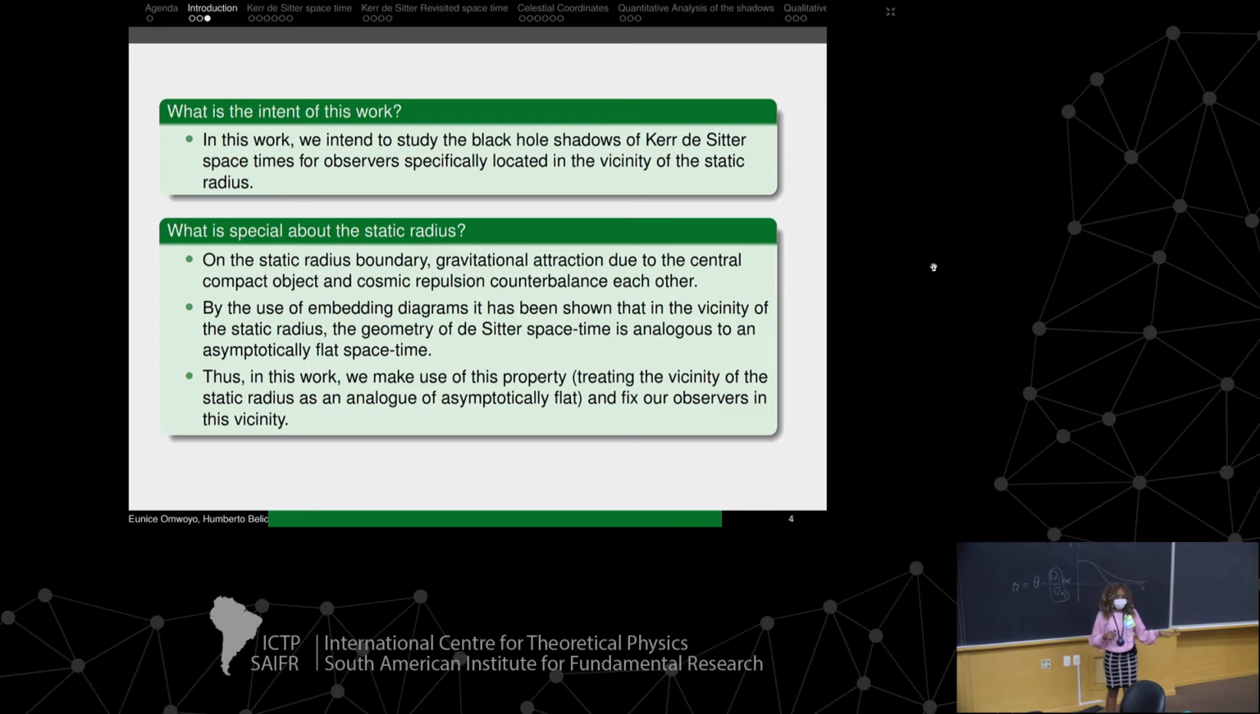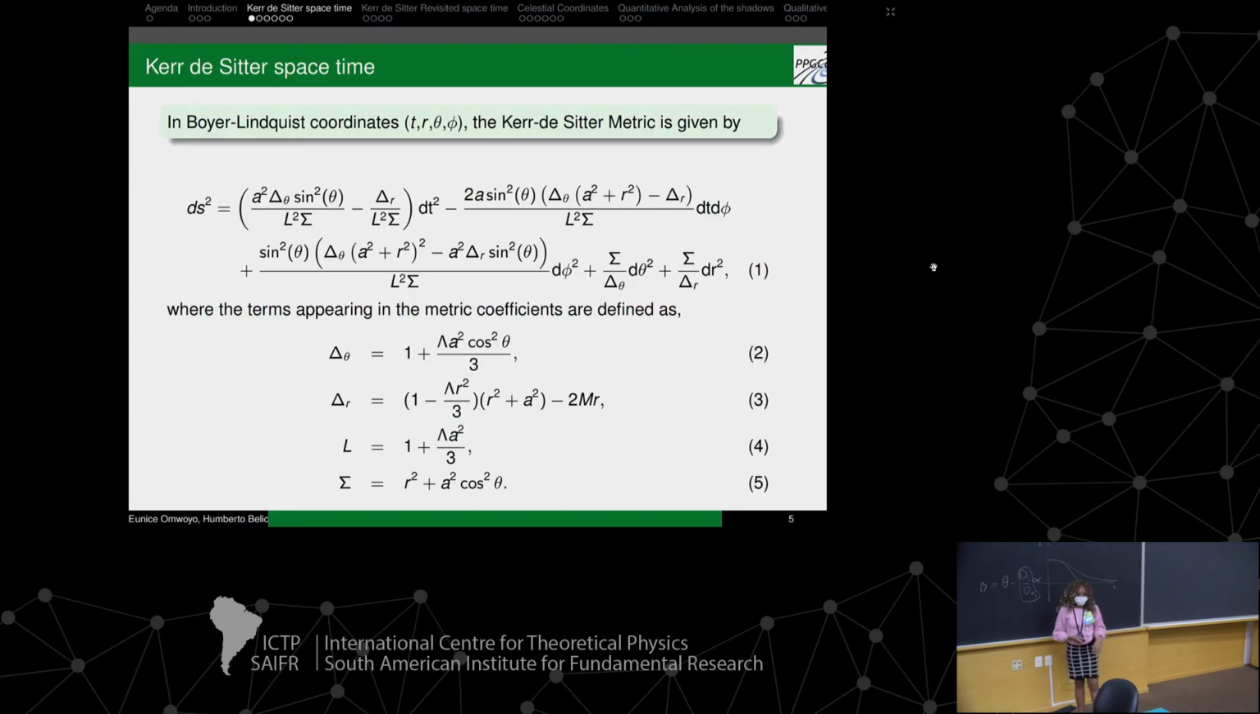So what I was doing with my supervisors is that we were trying to place observers in the vicinity of the static radius and treat this region as analogous to asymptotically flat, and we obtain celestial coordinates and see if this can lead to some astrophysically relevant black hole shadows. So that's a brief introduction and a brief review of the Kerr-de Sitter spacetime.